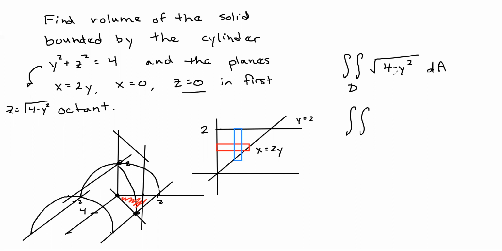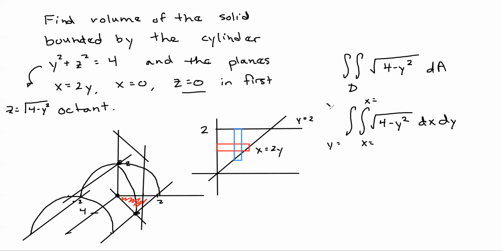Now, if you're going to integrate the square root of 4 minus y squared with respect to y, that's a trig substitution. So you'd have to go back and check your notes, or hopefully you remember how to do a trig substitution. But me personally, I do not want to do a trig substitution if I don't have to. So I'm going to integrate with respect to x first. The reason you do that is you just hope the trig substitution goes away. I kind of discussed that a little bit in the previous video.